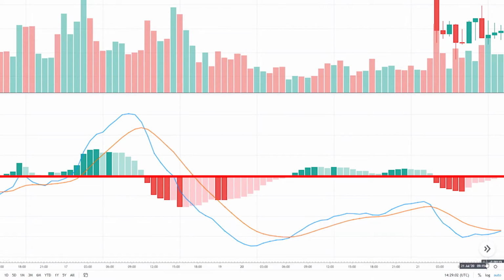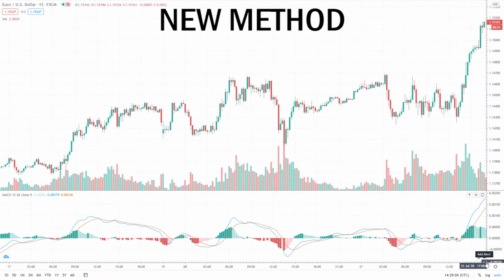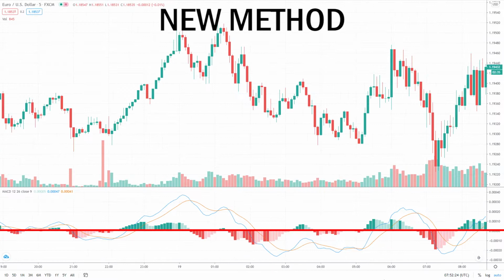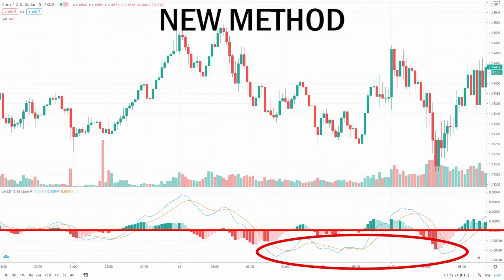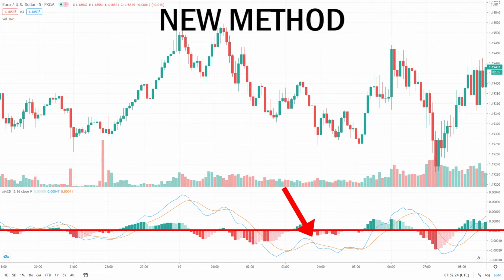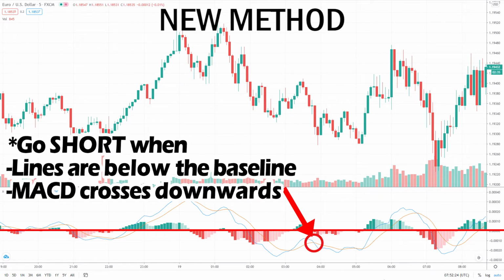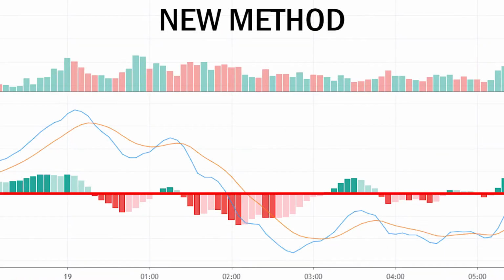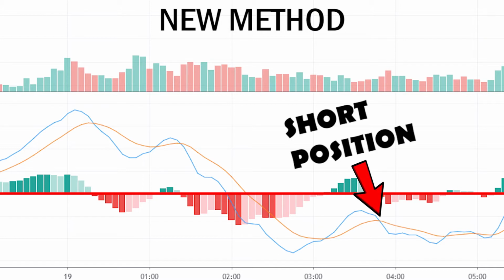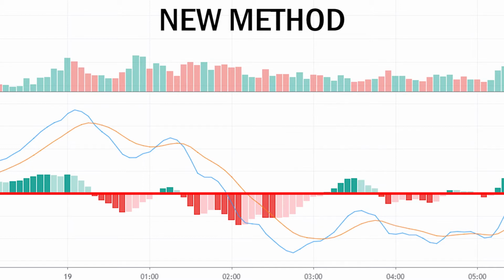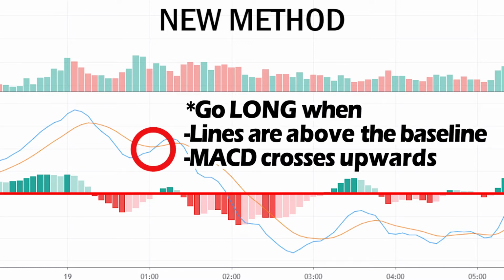Pretty simple. Now for the new method. This is a different way of utilizing the MACD. The lines can be either above or below the baseline. If the lines are below the baseline, you wait for it to cross downwards again, then you take a short position. So after the lines cross upwards, wait for it to cross downwards again while still being below the baseline. That's when you take your short position. It's the same with the long position. When the lines are above the baseline and it crosses upwards again while still being above the baseline, you take a long position.